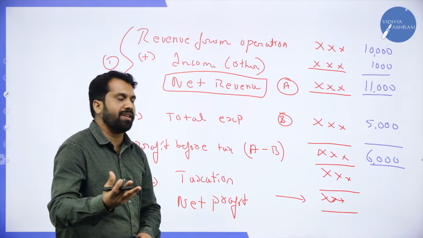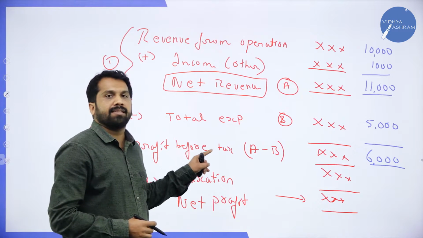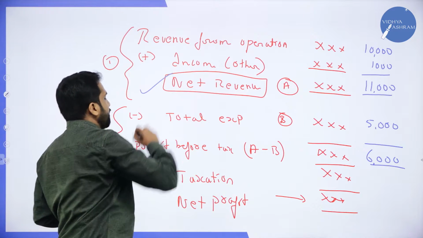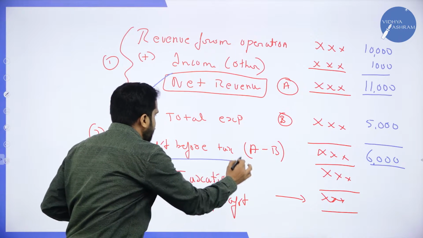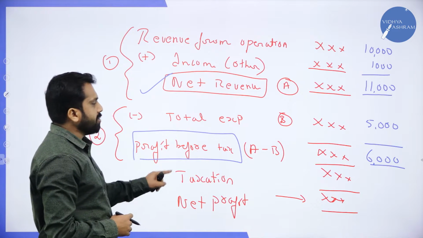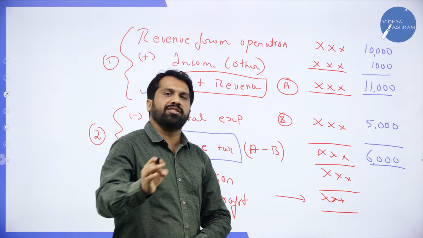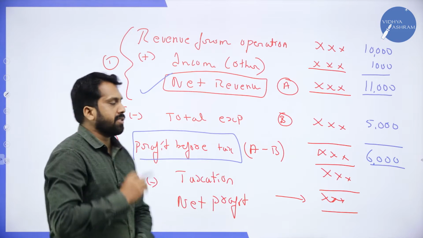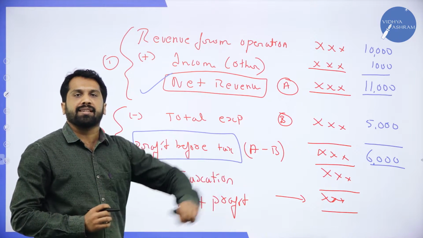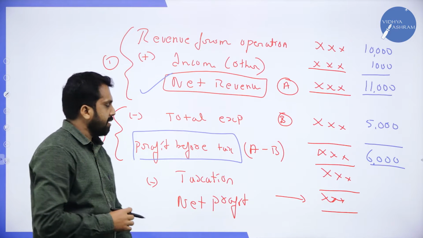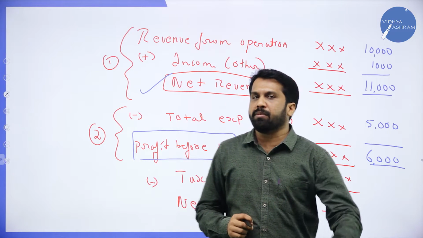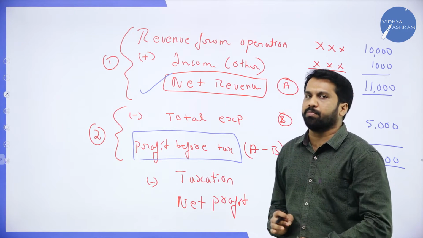Your part B as well as stage 2. Stage 1 we completed. Stage 2 also we completed. Now we are moving to stage 3. Stage 3 is very simple. Simple calculation. You calculated up to profit before taxation. From this, you have to minus taxation. Taxation will be given directly in your question paper.